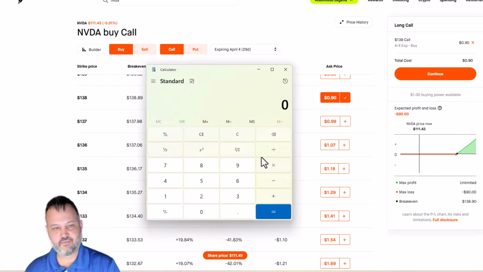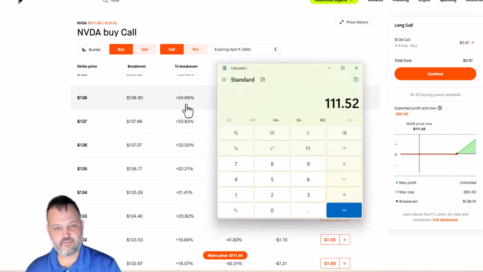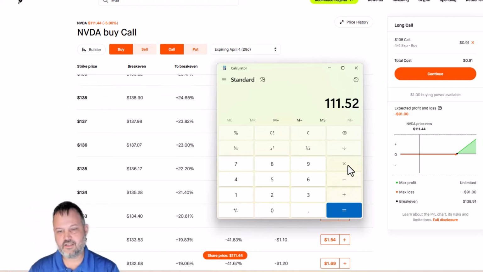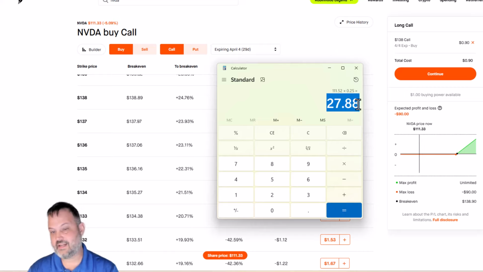Well, let's look at the current price. The current share price of Nvidia is 111.52. We know that in order to break even on this trade, we've got to increase by 25%. So let's do times 0.25. So it has to go up $27. So for us to make any money on this trade, Nvidia actually has to go up $27. Now that's pretty insane, and that's why it's low odds.